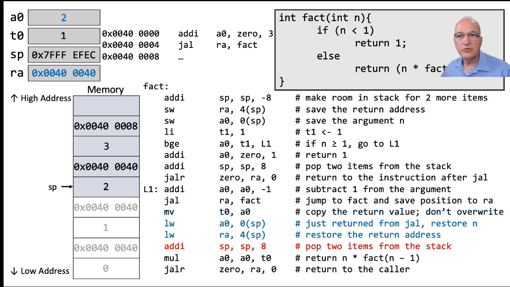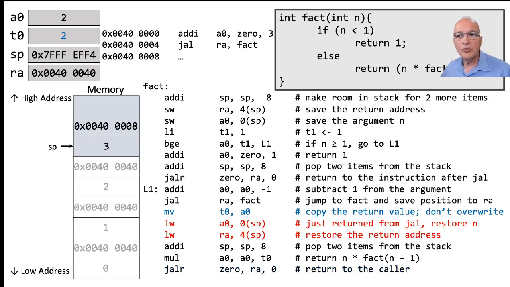So array goes back to 2. A0 goes back to 2. Array is at 0x00400040. I move the stack back up. I perform the multiplication. And I return. My return address is still 0x00400040. So I go back to that position.